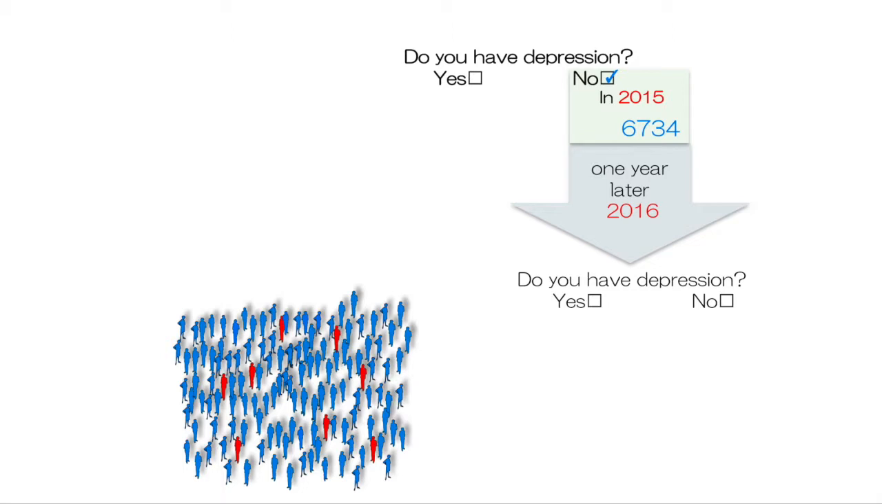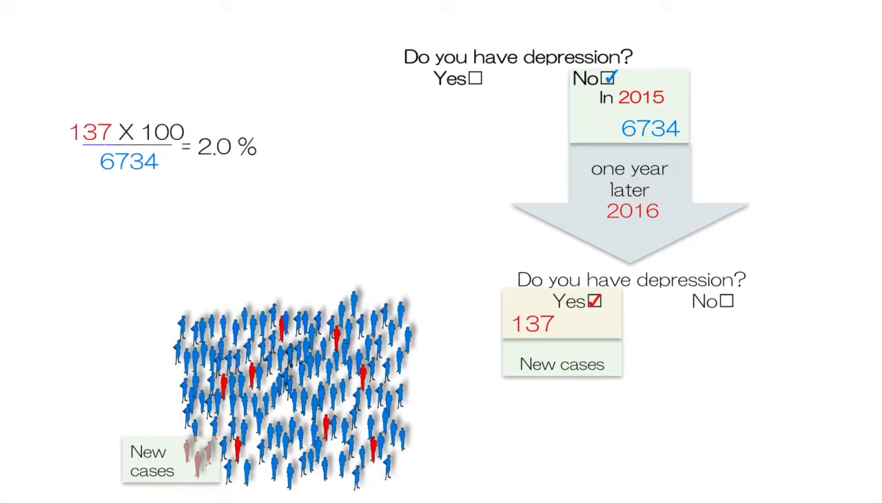Let's assume that all of the 6,734 people who answered no in 2015 answered an upgraded questionnaire, and for self-defined depression, 137 answered yes this time. So they are new cases. If we check the proportion of new cases, it's 2%. Which means for 1 year, 2% of people without depression develop this condition.